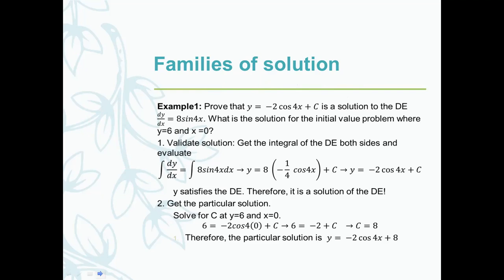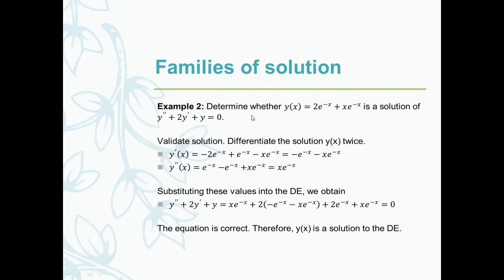It's the same thing with this particular sample problem. Determine whether y of x equal to 2e raised to negative x plus x e raised to negative x is a solution of the second order differential equation. Since you see until the second derivative, there's a need for you to differentiate this twice. So this is your first derivative. Then differentiate this again. This will be your second derivative. What will you do with this? You go back to your DE and substitute. So we substitute the second derivative plus 2 times the first derivative. You see this? About the y, it's that solution itself that was provided. So if the left side is equal to the right, then this particular solution or this particular equation is a solution of this differential equation.